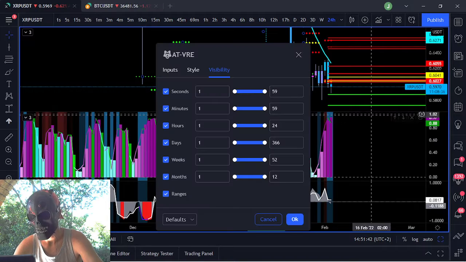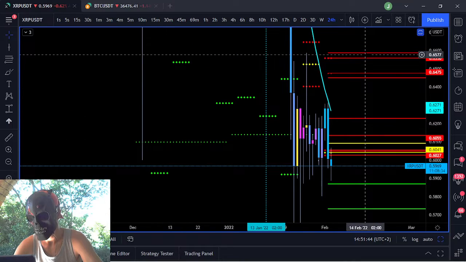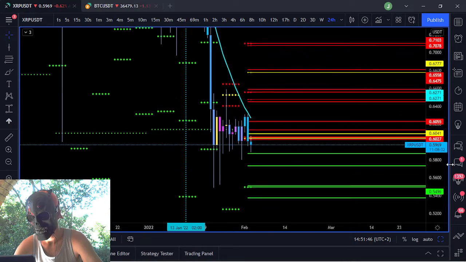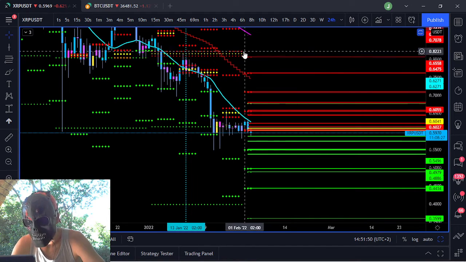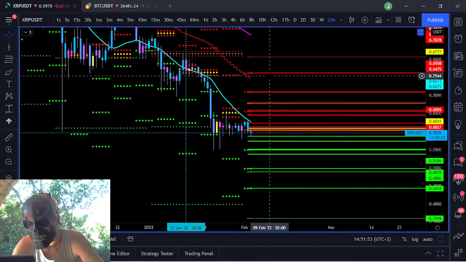Let me make sure that I say all my levels so I can revise this when I am trading. Okay, 65 cents, previous monthly mean is at 81.